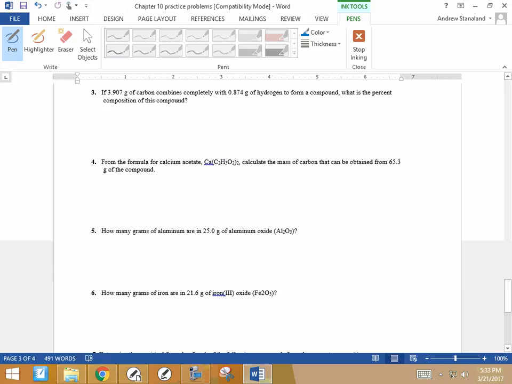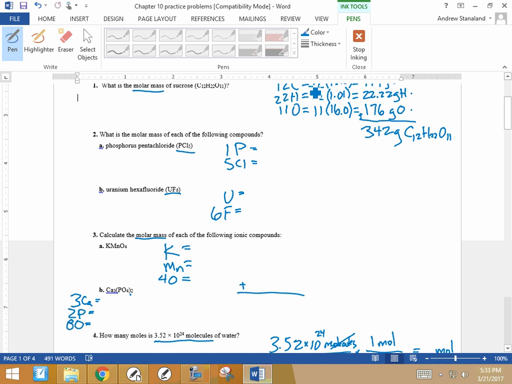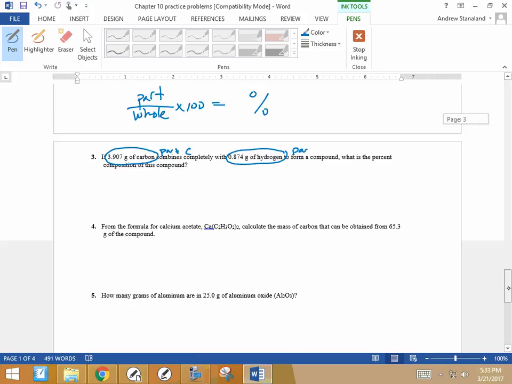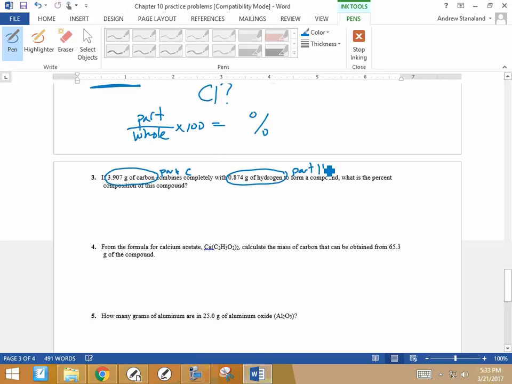Number 3, we're combining this many grams of carbon with this many grams of hydrogen to form something. So these are all parts. This is the carbon part. And this part right here is the hydrogen part. And if you add those two together, you'll get the whole. And then you just put part over whole, and you do that twice to get your percent composition.